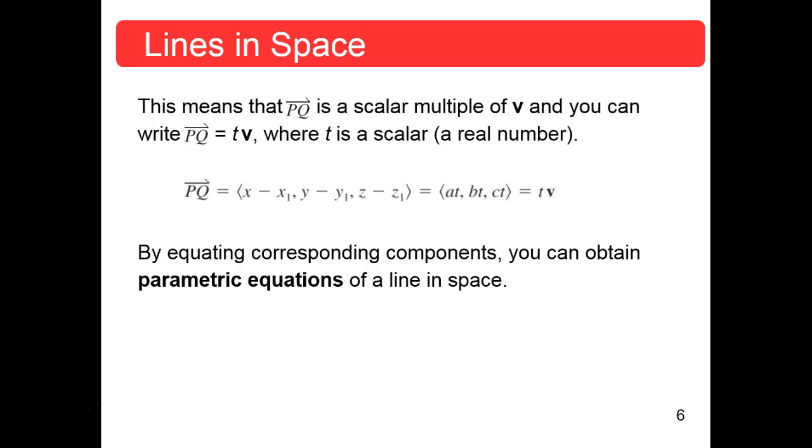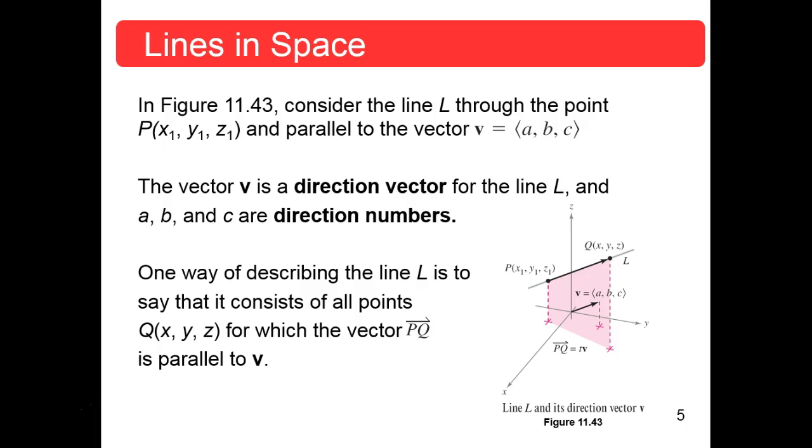Now, that means that the vector PQ, where P is the identified point and Q is a variable point somewhere out there, is a scalar multiple of V, that direction vector. You can write PQ, because it's a scalar multiple of it, as some scalar t times the vector V, where t is a scalar, any old real number. Okay? Now, let's go back to PQ here.